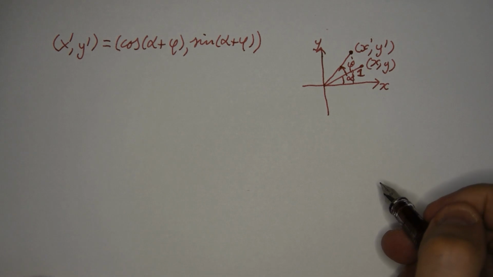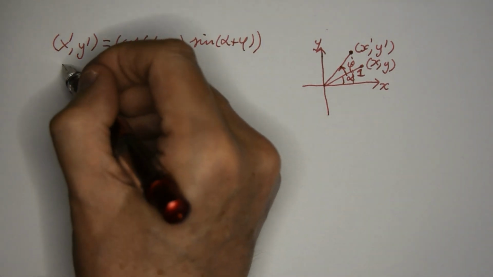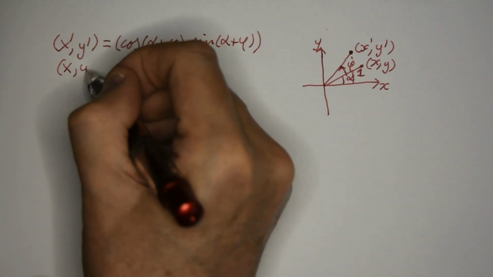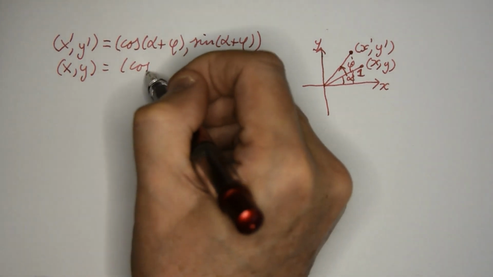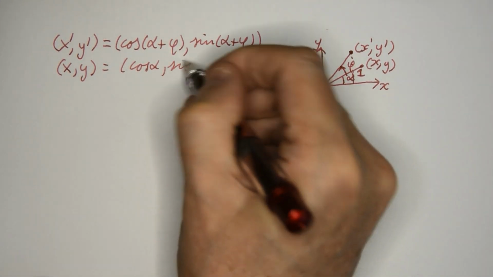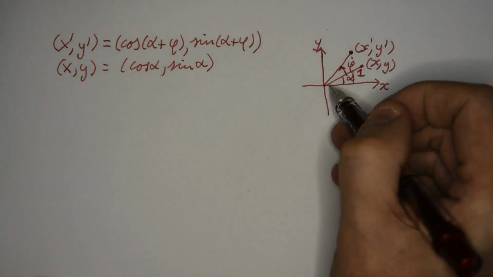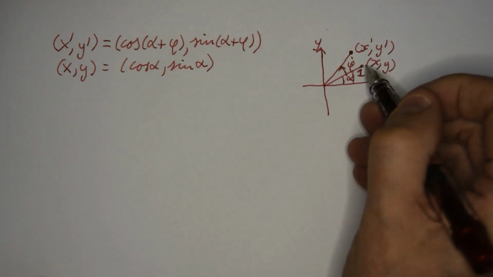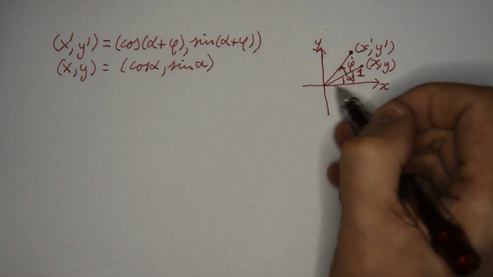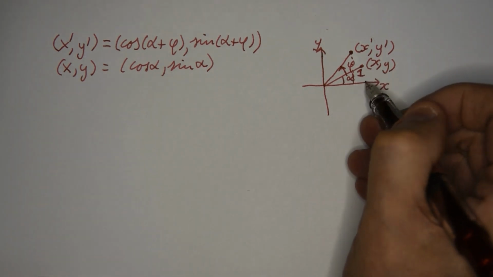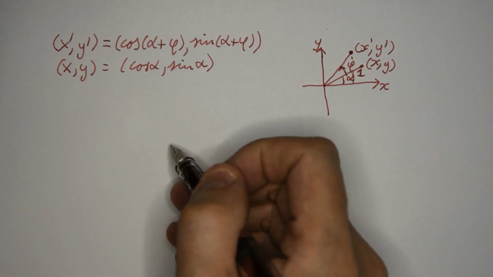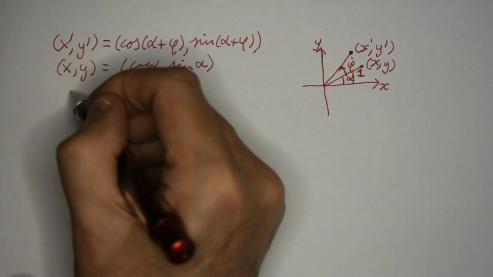Yeah? x and y is cosine alpha, sine alpha. And we need this later. Yeah? So the normal x, y, where you start, the starting vector will be cosine alpha and sine alpha. So let's start working out the first one.